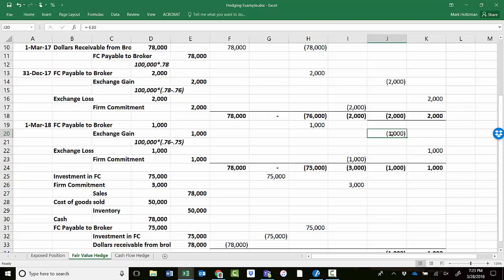And it gains or credits. But because this is a fair value hedge, I can sort of take it back. What I'm going to do is book this reciprocal transaction again. I'm going to debit exchange loss for $1,000 and credit firm commitment, the liability, for $1,000. This way my liabilities are still $78,000 and nothing hits the income statement.